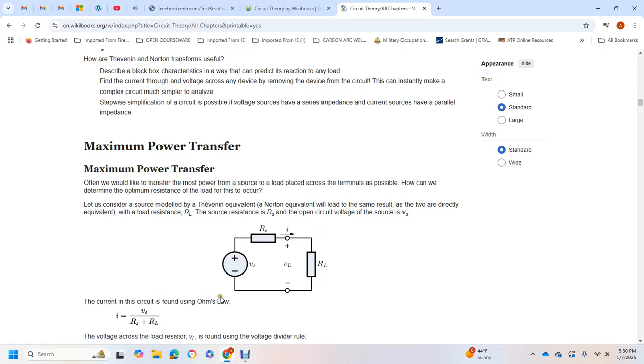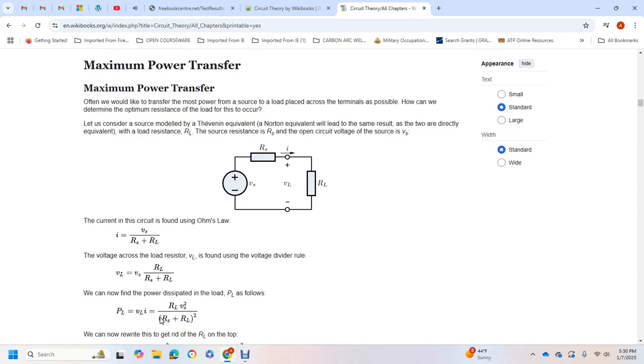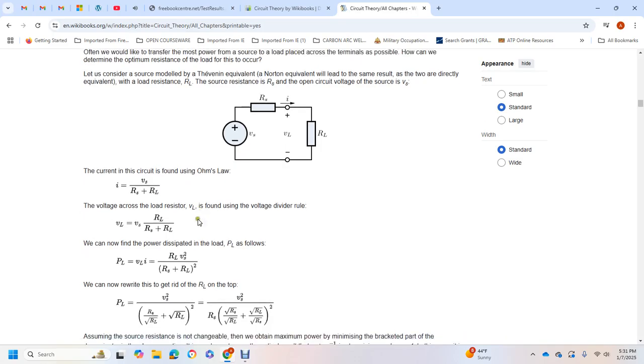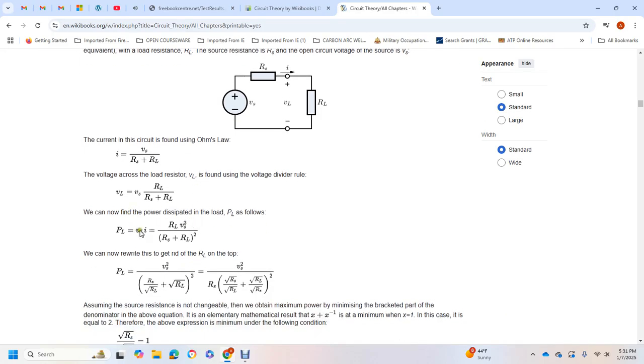The current of the circuit is found by Ohm's law: I equals V_S over R_S plus R_L. The voltage across the load resistor is found by the voltage divider rule: V_L equals V_S times R_L over R_S plus R_L. We can now find the power dissipated in the load: P_L equals V_L times I, equal to R_L times V_S squared over (R_S plus R_L) squared.